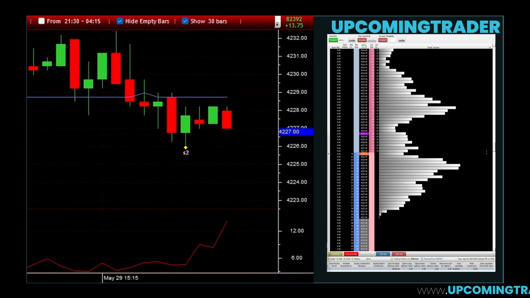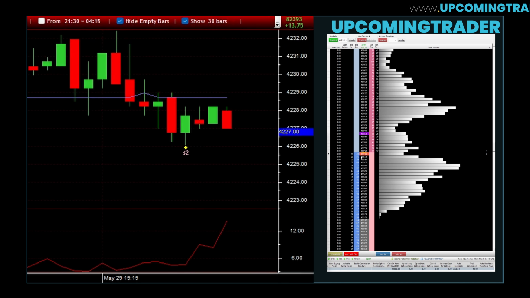These show where the price moved so fast that there was almost no trading. When the price comes back to these areas, they can be like strong barriers. They are often levels that cause the price to either reverse or break strongly.